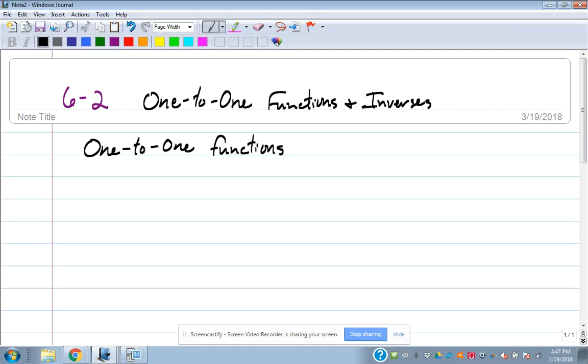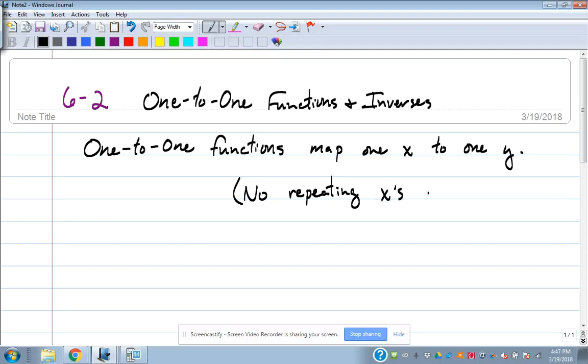To be a one-to-one function means you only map one x to one y. So you don't repeat x's and you don't repeat y's, which gives us a horizontal line test when we go to the graph. So one-to-one functions map one x to one y. No repeating x's or y's. Can't have either of those.